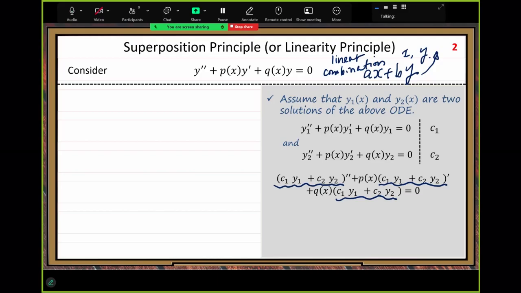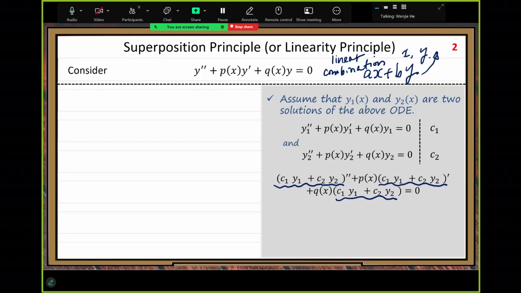How? Because we have freedom to choose c1, c2, right? For example, c1 is 5, c2 is 11. So 5 y1 plus 11 y2, we get another solution. So you can see we can cover infinitely many solutions through the linear combination way. That's the importance of the linearity principle.